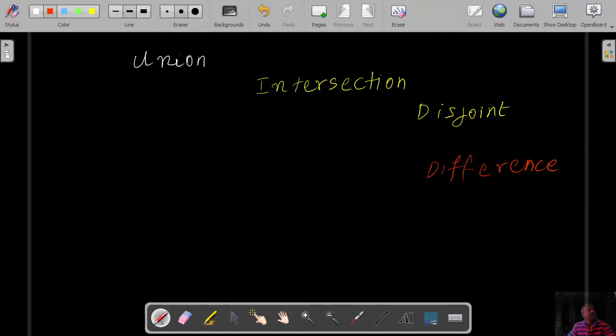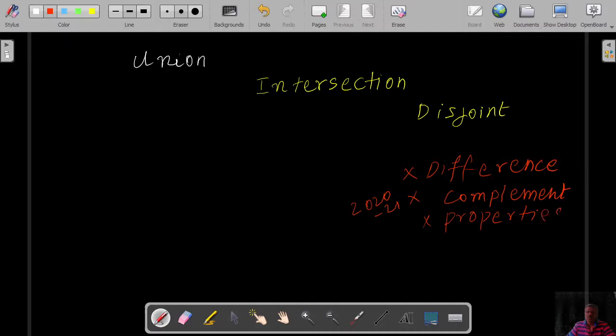and difference, and we also don't have a complement. These are not there in the syllabus. This is not there for the 2020-21 syllabus. Then also the properties. These are not there, and these are the three things. However, if you can remember, I told that I will do these three also.